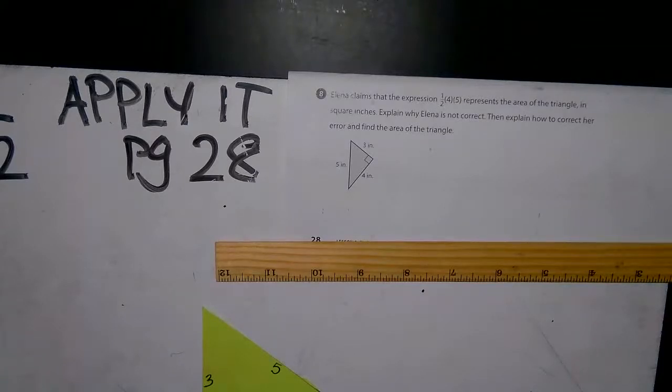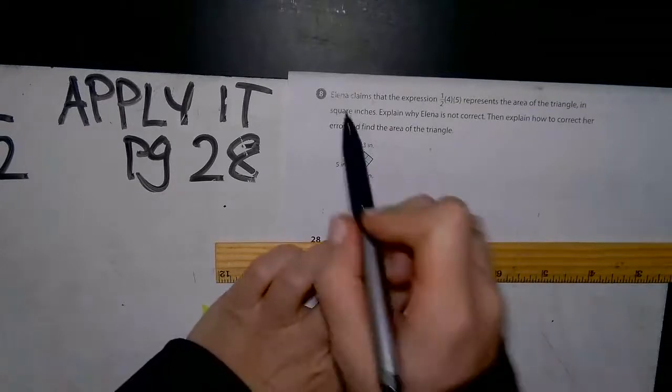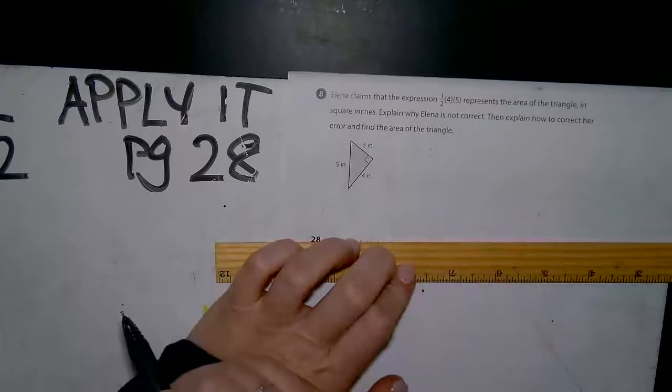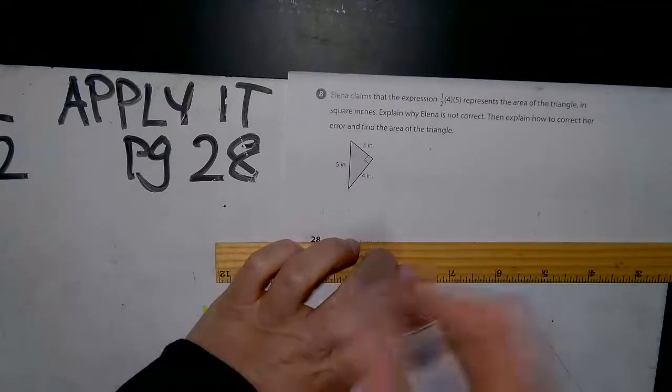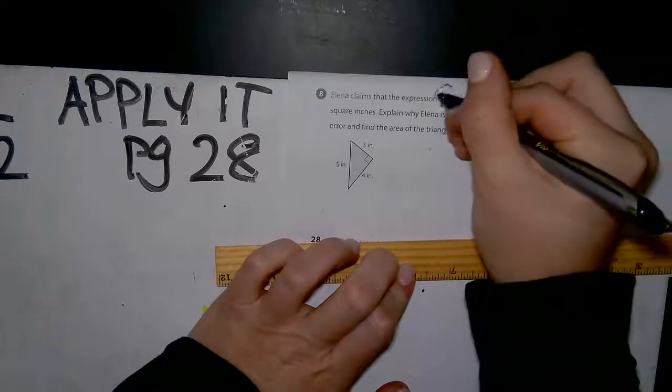All right, so there's a lot going on here, so let's break it down. It says Elena claims that the expression 1/2 times 4 times 5 represents the area of the triangle. So we know that this is pretty important.